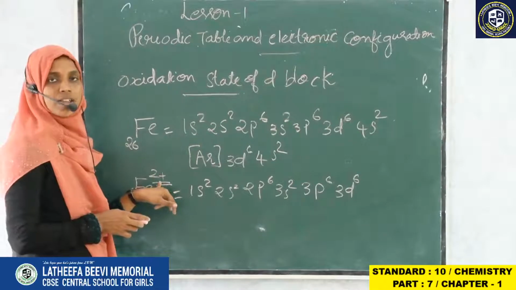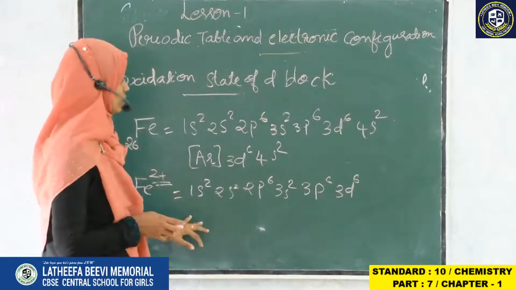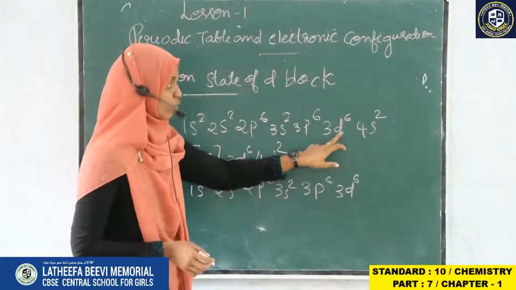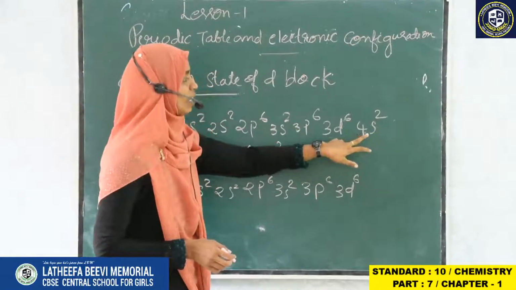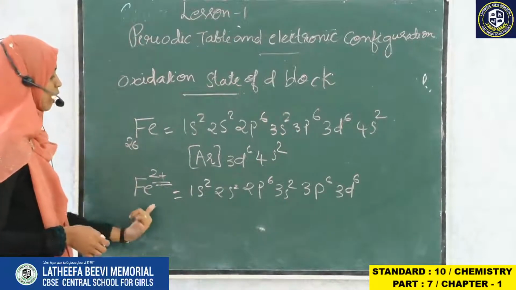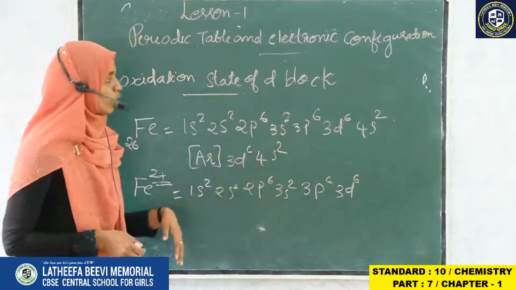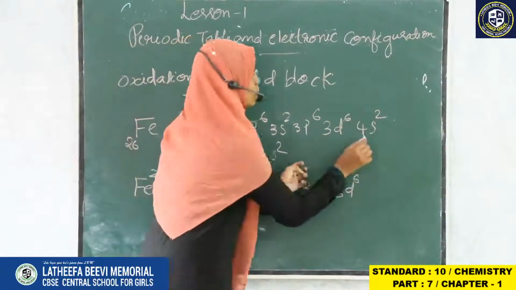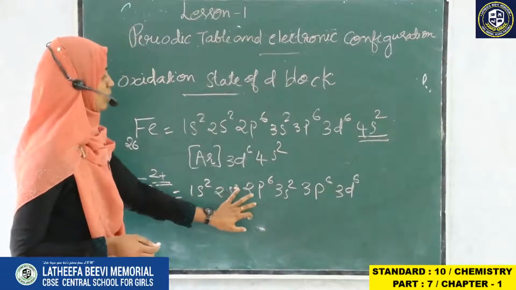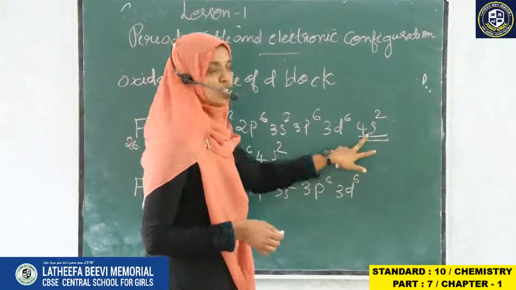Then what we can understand from this is that iron loses 2 electrons. The normal electronic configuration of iron is 3d6 4s2. But when we write the oxidation state Fe2+, it loses 2 electrons. Then what is the electronic configuration? 1s2 2s2 2p6 3s2 3p6 3d6. There is the absence of 4s2.